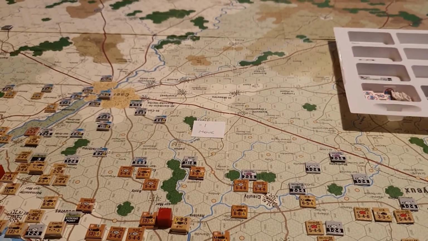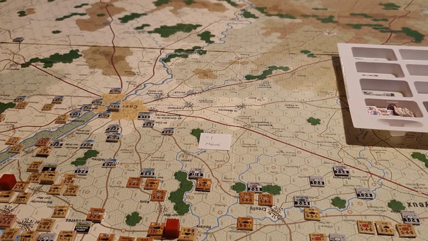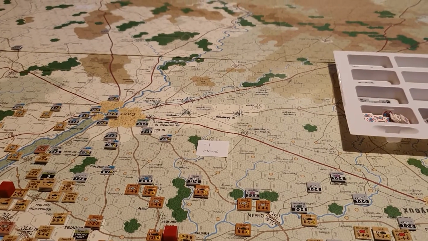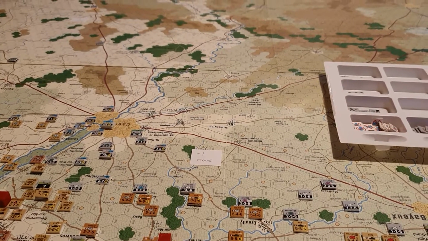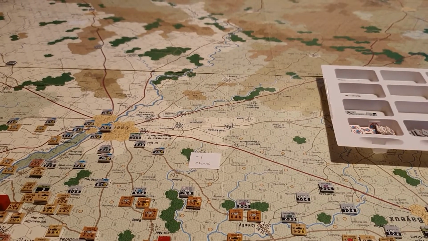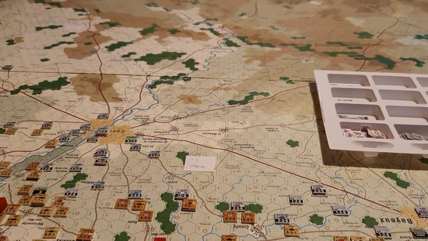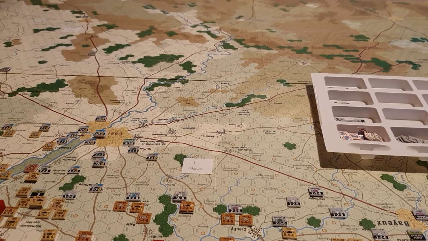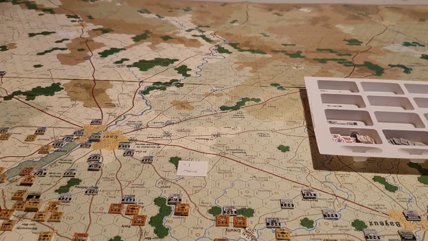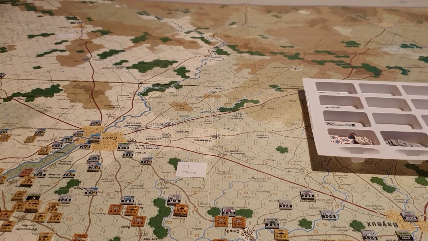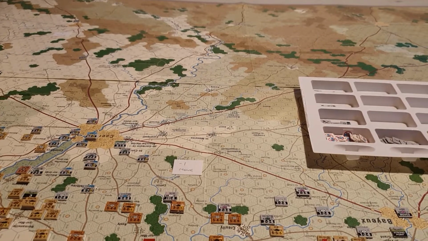Right, so all of these are tracing lines back to what's called a supply source. Now, Allied supply sources are each beachhead. Commonwealth and Polish must trace to a British beachhead. US and French must trace a line of supply to a US beachhead. That's for combat supply. Allied units may trace a line of supply to any beachhead for general supply.